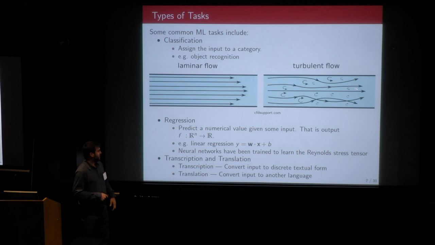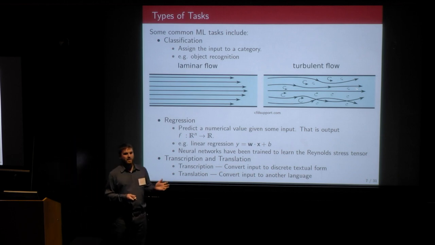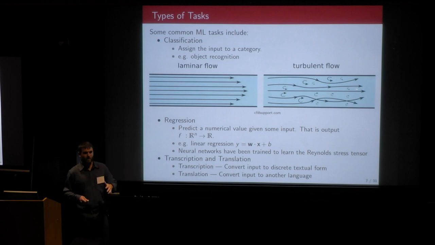Oh, and I put this in here. Machine learning can also be used to do transcription and translation. This would be like natural language processing where you're trying to sift through a whole bunch of textual documents and extract important features and recommend things.